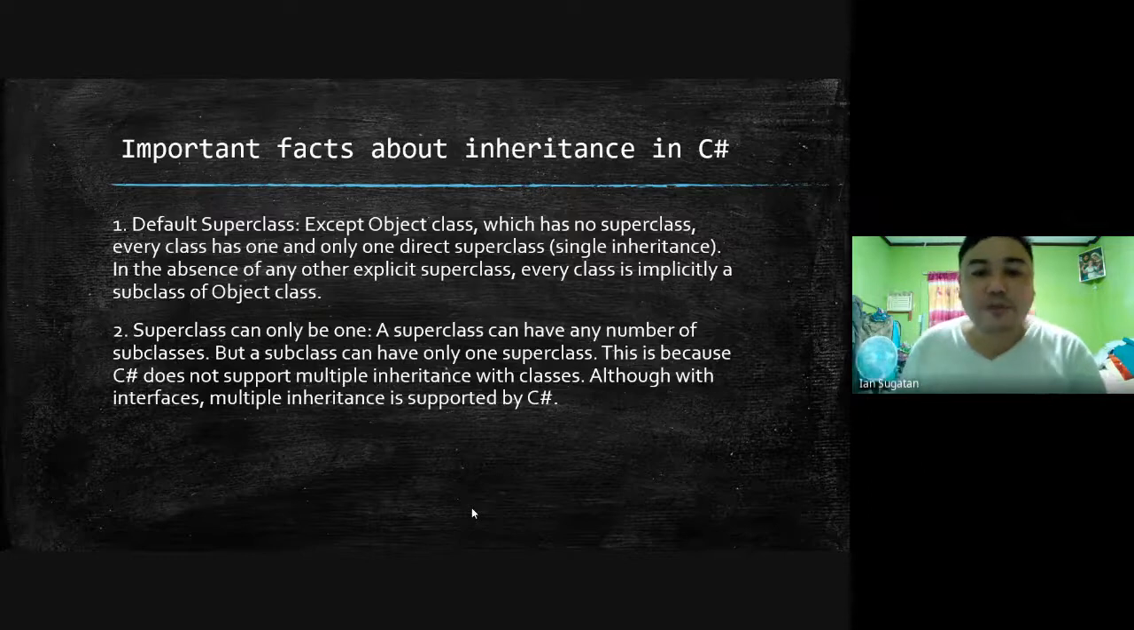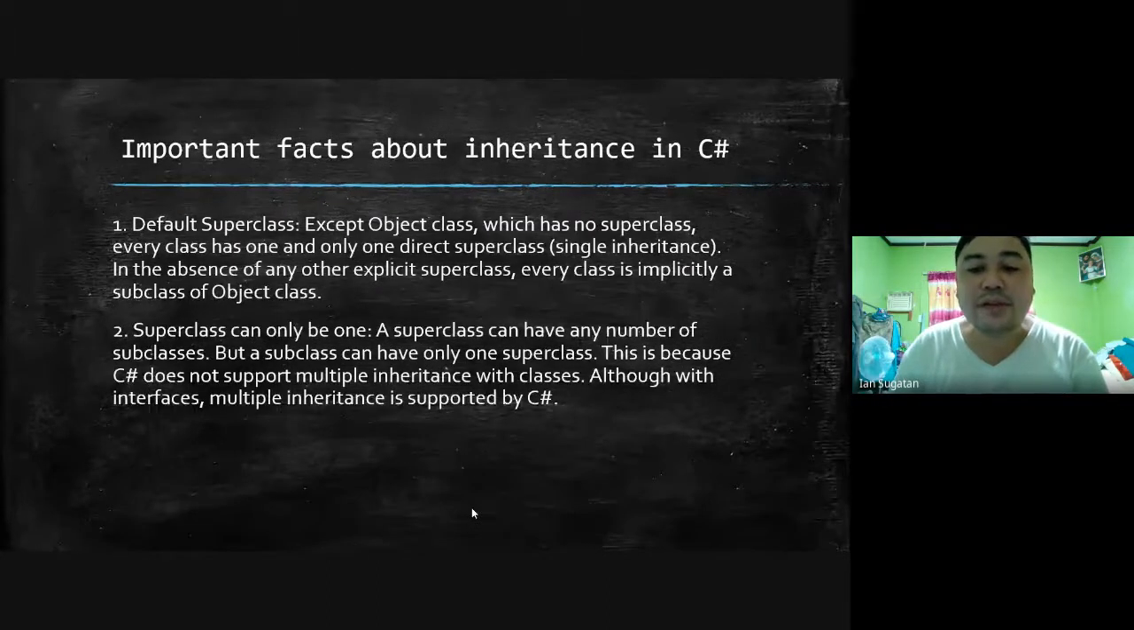Now we have the important facts about inheritance. The first one is default superclass. When we speak about default superclass, these are objects which have no superclass. So every class has one and only direct superclass. In the absence of other explicit superclass, every class is implicitly a subclass of the object class.